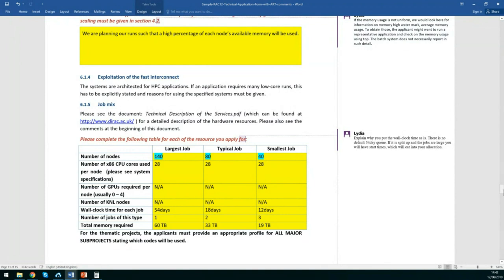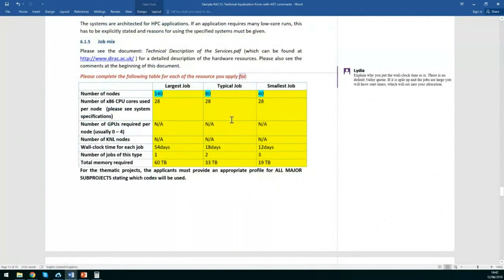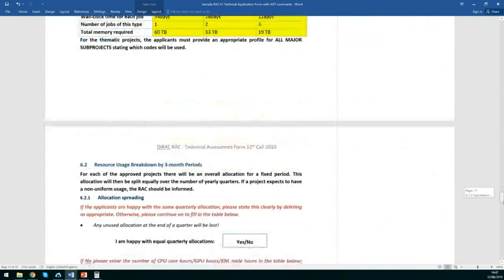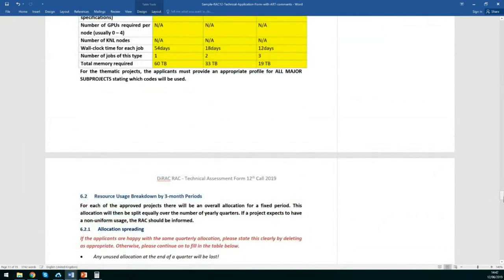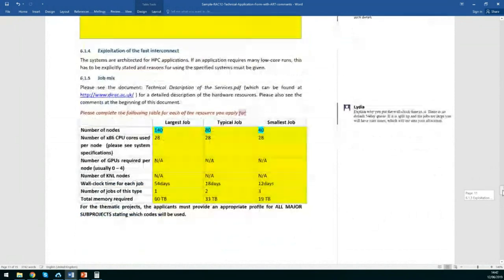It will require 60 terabytes of RAM. And then there's the largest job, there's a typical job, and there's the smallest job. I think that is maybe not representative for some of what you want to write. But just assume the largest job you want to run, then some average job, and then the smallest job. It's tricky at times to find the right words. I think one thing I would say is that a table is not meant to be prescriptive. That is precisely it, yes.